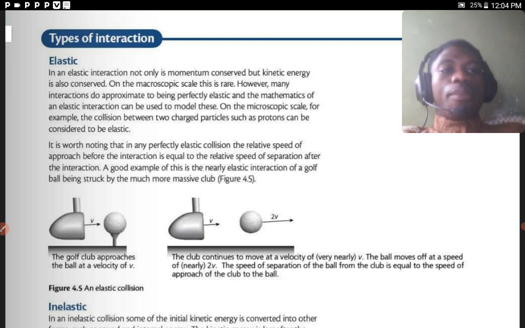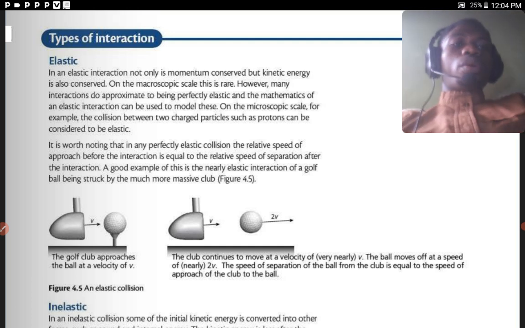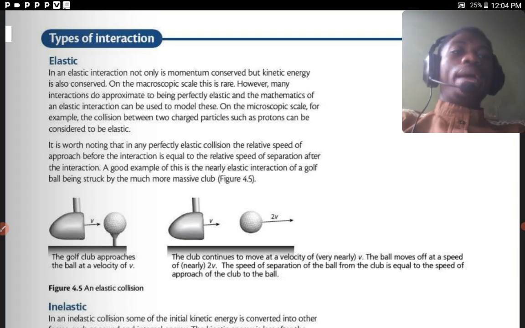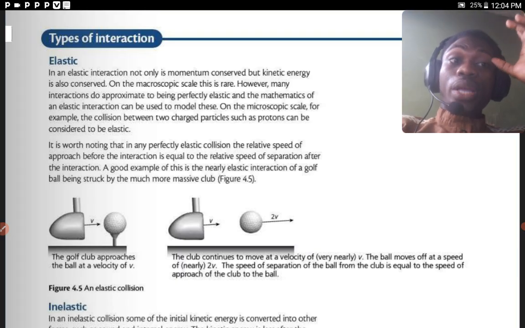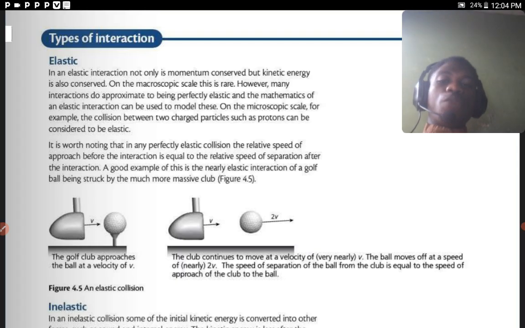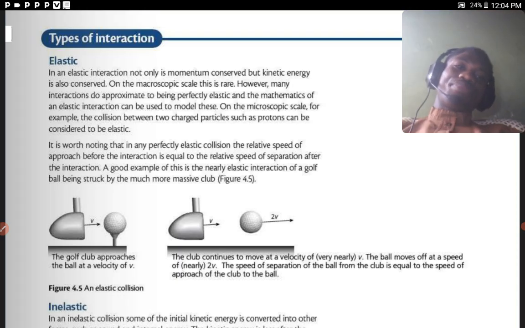dynamics part 2. So we're going to look at types of impact, types of interaction, types of collision. When two bodies come together, they collide. What are the various types? So the first type I'll talk about is the elastic interaction, otherwise known as the elastic collision.